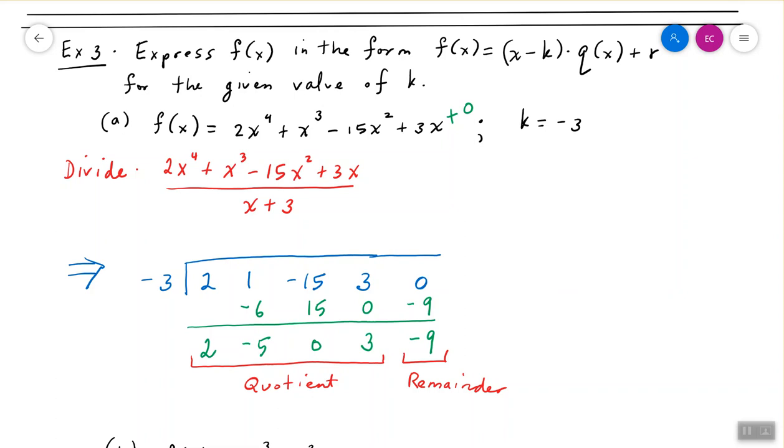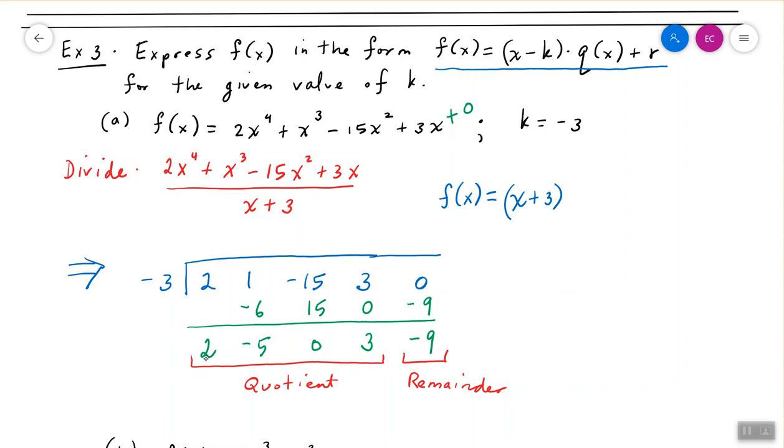Okay, so now we just need to write our answer. So remember our answer up here, let's look in the problem again. Our answer is supposed to be in this form. F of x is equal to x minus k. So x minus k is x minus negative 3, or x plus 3, multiplied by the quotient. The quotient is here at the bottom of our synthetic division.